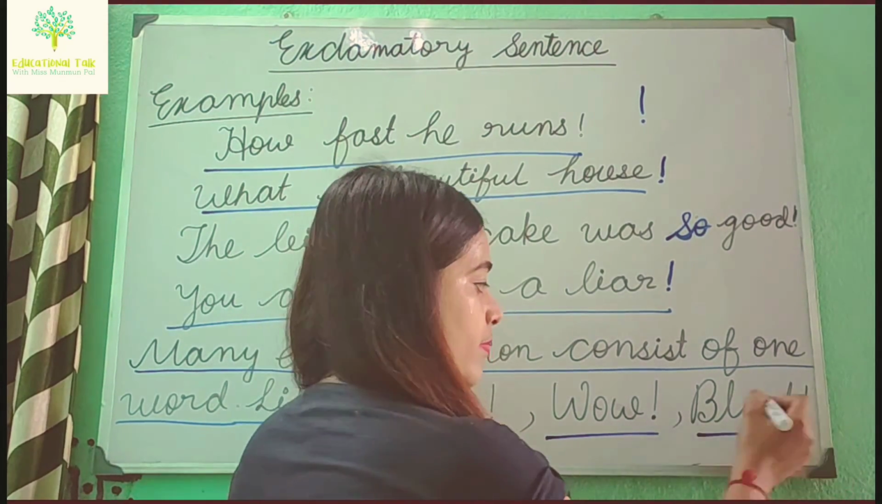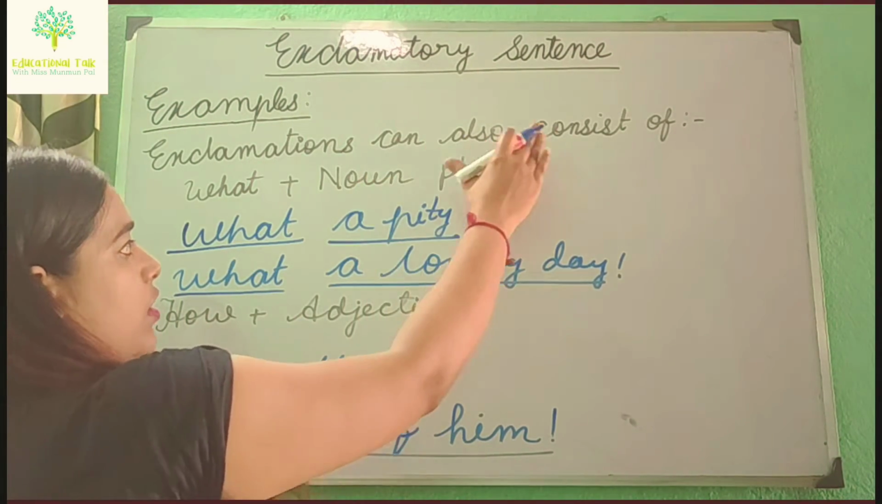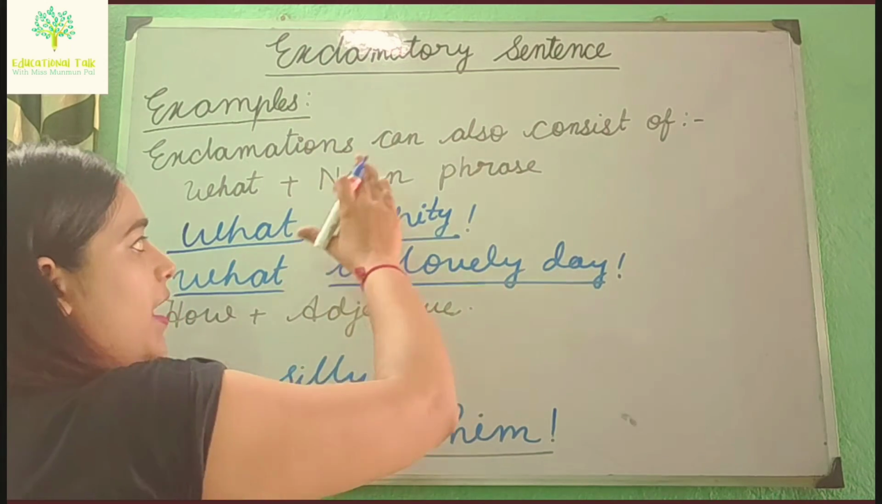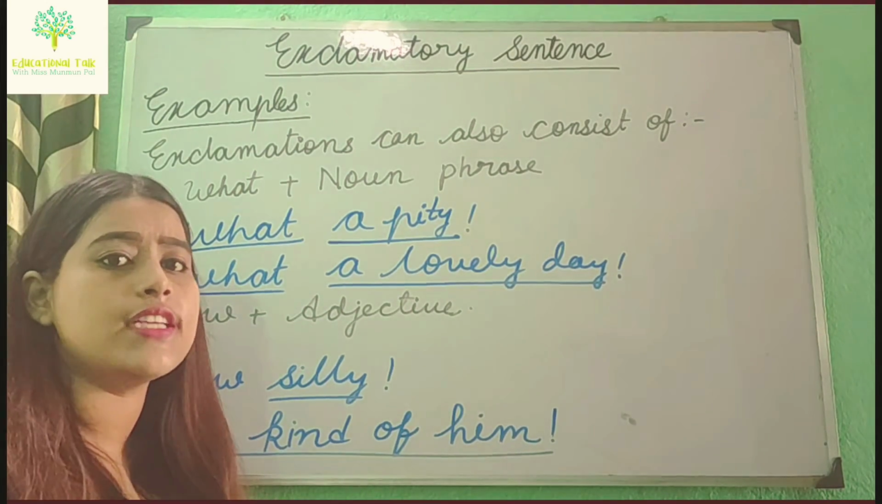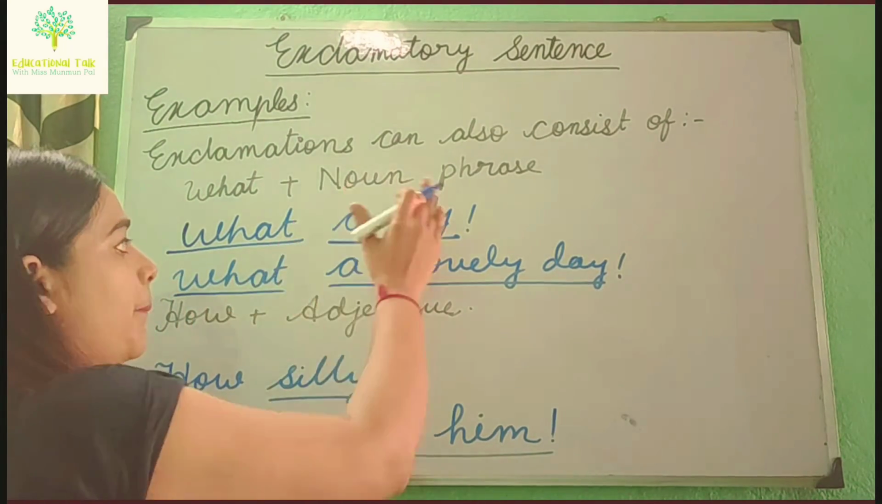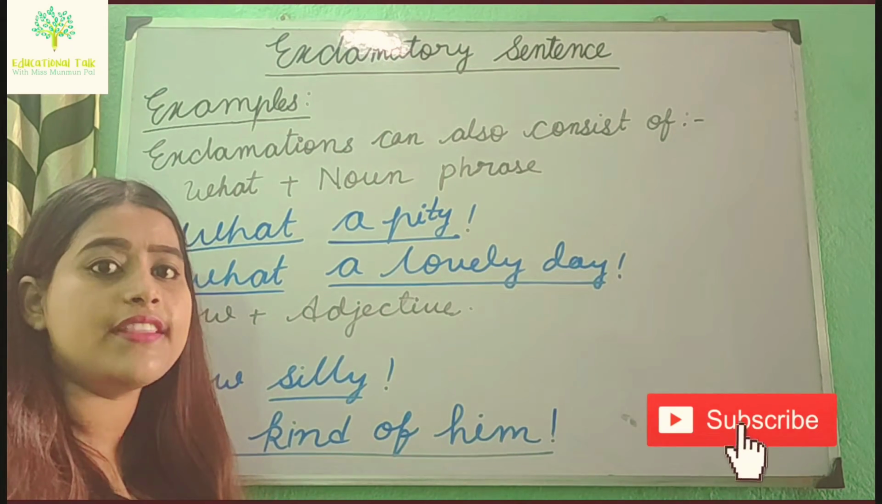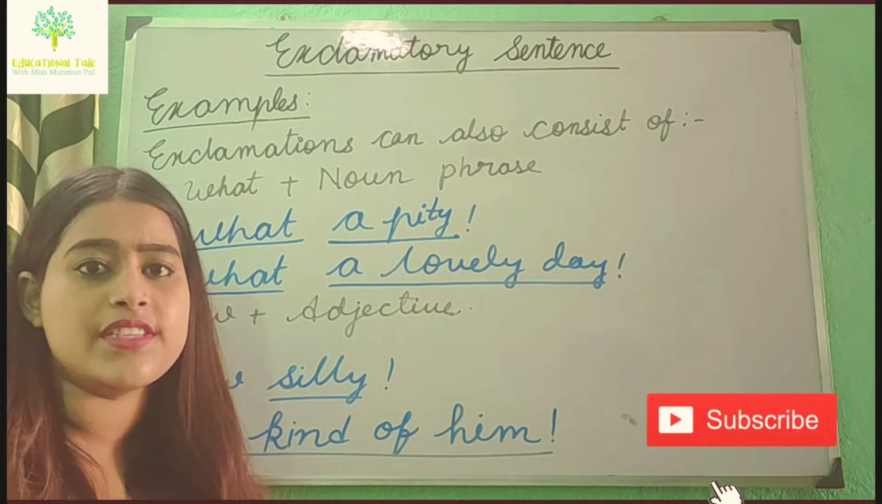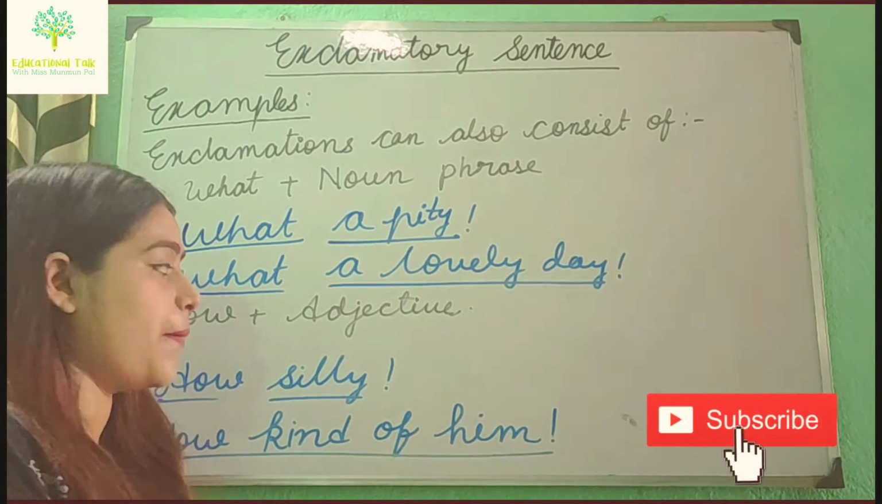Okay. See, more of exclamatory sentence. Exclamations can also consist of what plus noun phrase. Means if I add what and with a noun phrase, it will be known as an exclamatory sentence. See, what a pity. A pity is a noun phrase and I have added what. With that it makes an exclamatory sentence. See, what a lovely day. Here also same thing happened.